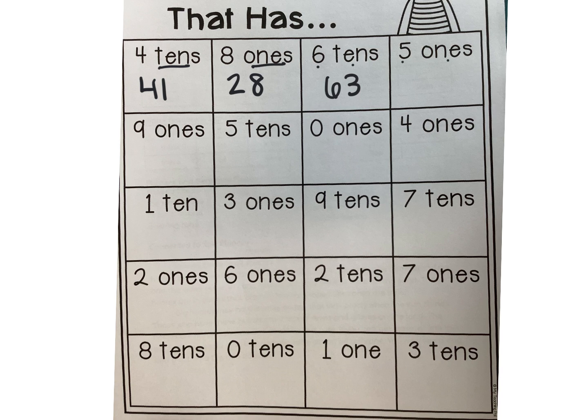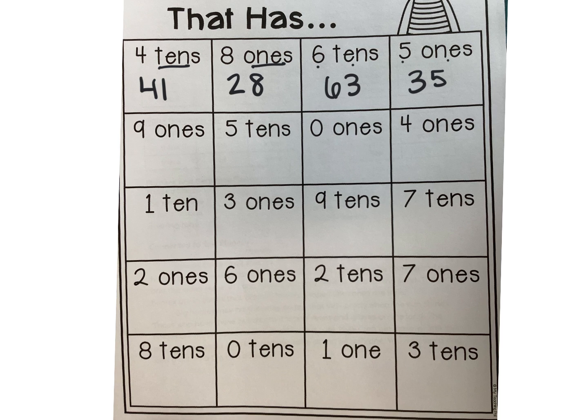5 ones. That means I can write anything in the ones column. So when we count by unfriendly tens, 5, 15, 25, 35, we can pick any number there. So let's do like 35, okay?